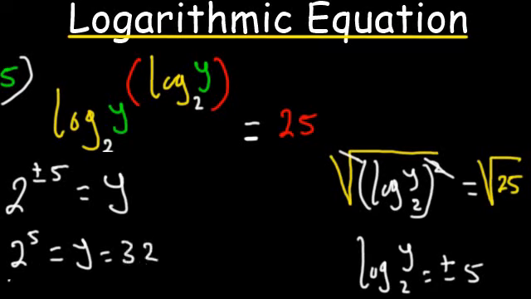And then when the value is negative 5, 2 to the power of negative 5 can also be equal to y. And let me make use of my calculator. 2 raised to the power of negative 5 is approximately 0.03, and that is the final solution to this problem. Now you know how to evaluate a logarithmic expression.